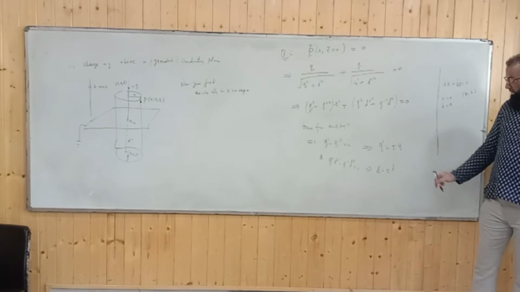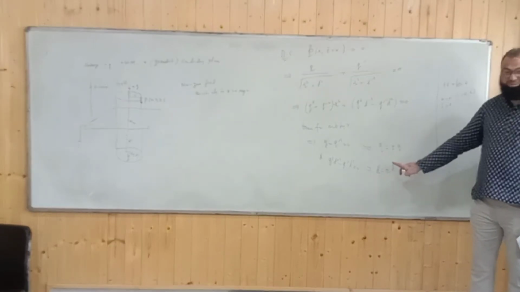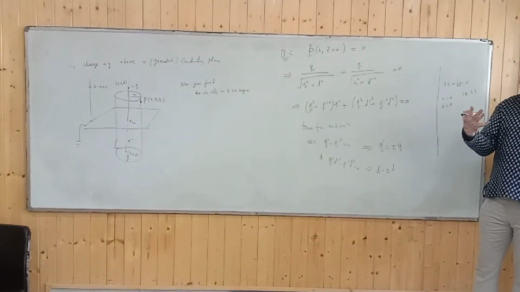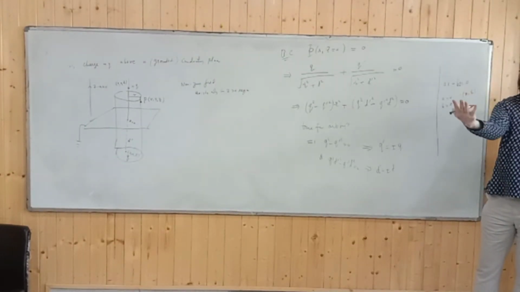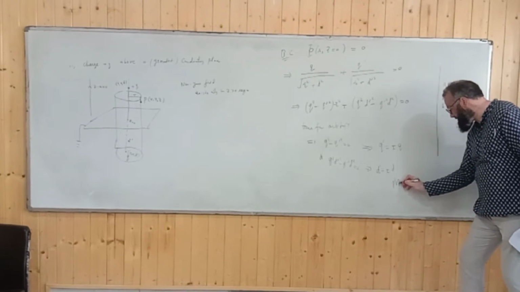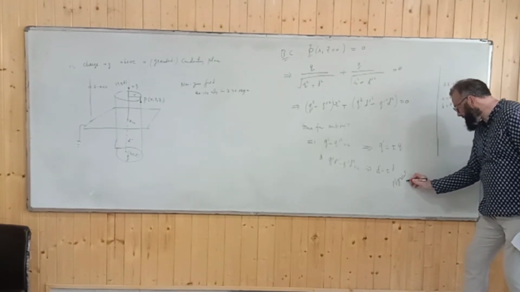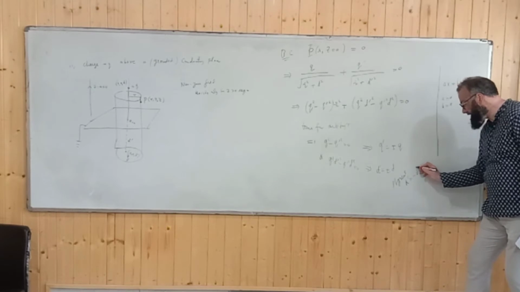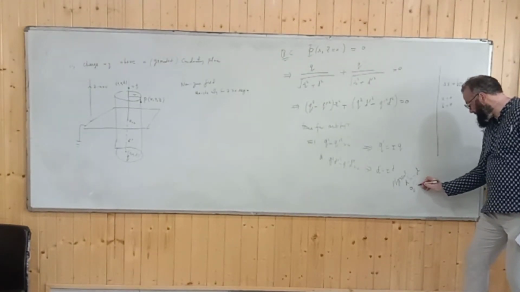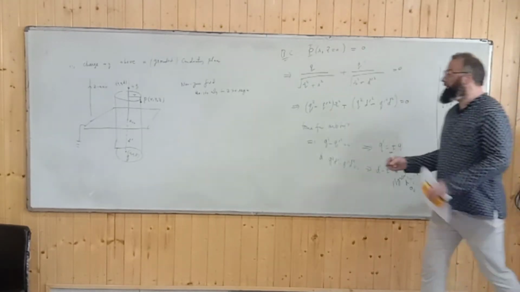So now tell me, what is the physical situation here? When you are taking the image, should the image be on the same side as the charge or on the opposite side? So it means, physically, d prime has to be equal to minus d. This will happen when q prime is equal to minus q. Now look here.